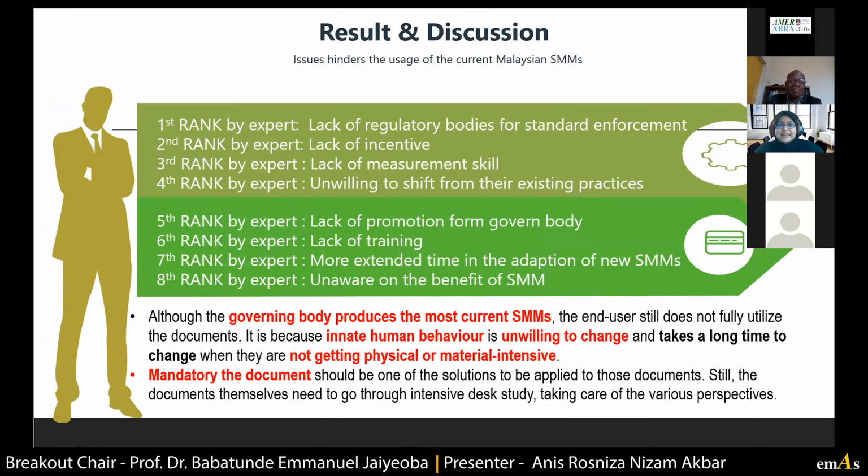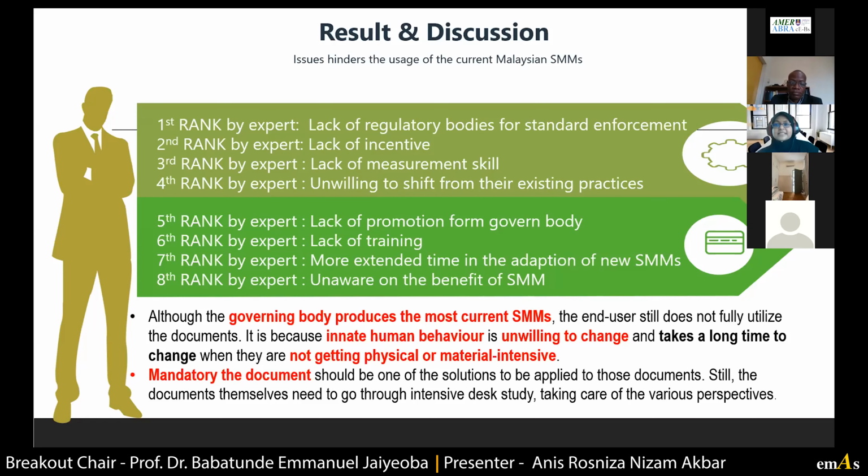This is the ranking by the expert interview. Against all the listed factors above, supported by research done by Nizam Akbar, the discussion concludes that although the government body produces the most current SMM, the end user still does not fully utilize the document. It is because human behavior is unwilling to change and takes a long time to change when they are not getting any physical or material incentive. Therefore, for me, making the document mandatory should be one of the solutions to be applied. But still, the documents themselves need to go through intensive desk study, taking care of various perspectives.